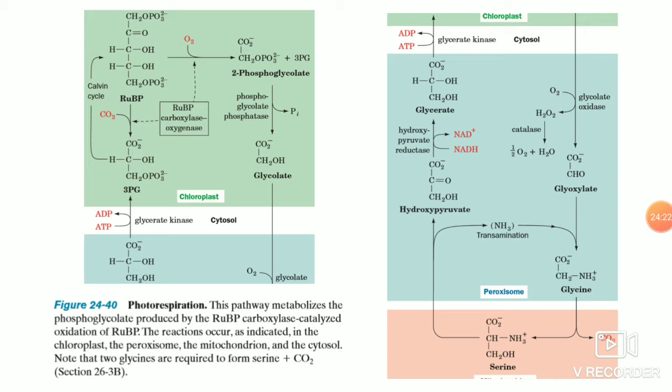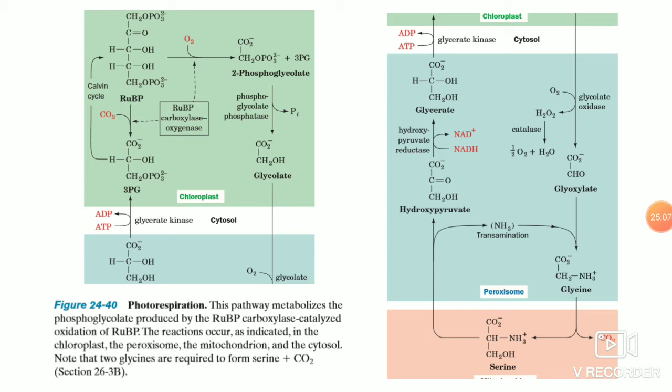In the chloroplast, the Rubisco (ribulose bisphosphate carboxylase oxygenase) enzyme takes up oxygen and adds it to ribulose 1,5-bisphosphate, which is converted to 2-phosphoglycolate and 3-phosphoglycerate. The 2-phosphoglycolate, with the removal of phosphate by the enzyme phosphoglycolate phosphatase, forms glycolate. Now this glycolate is transported to the peroxisome, and there in the presence of glycolate oxidase it is converted to glyoxylate.